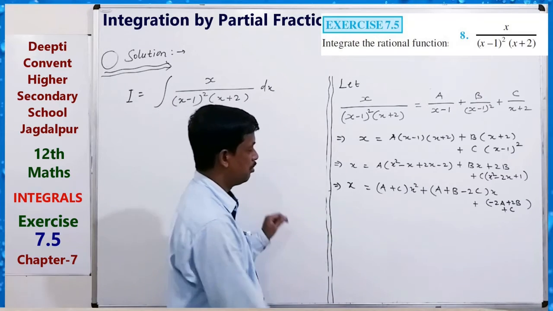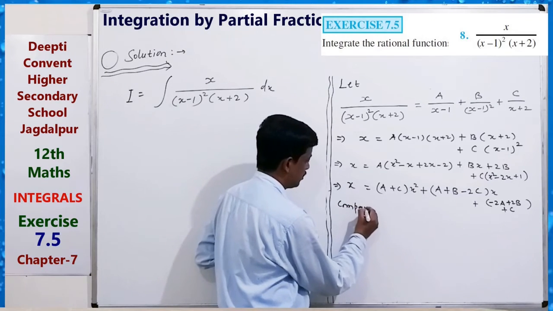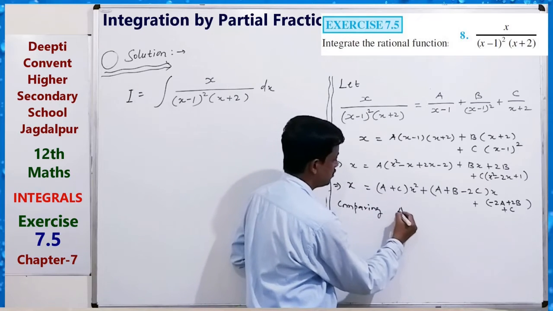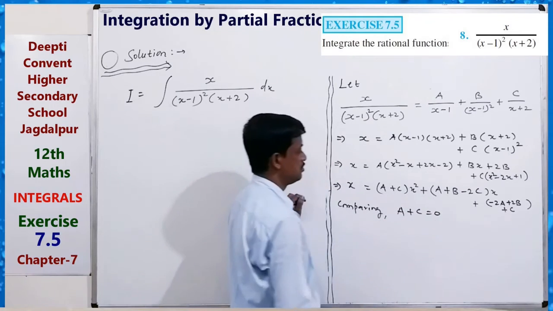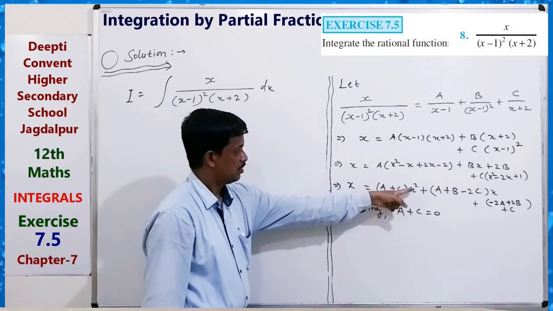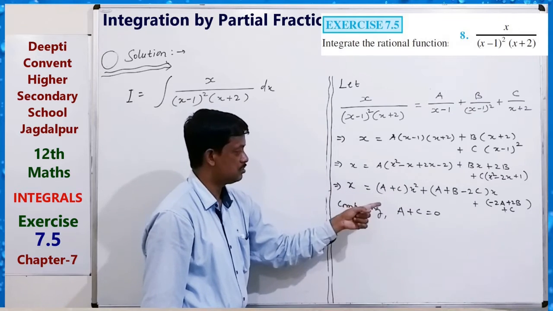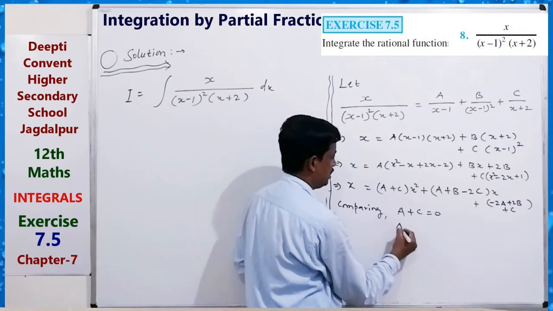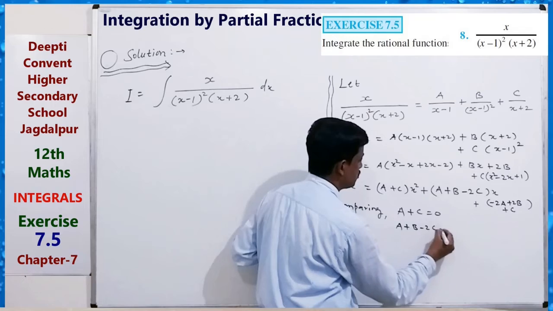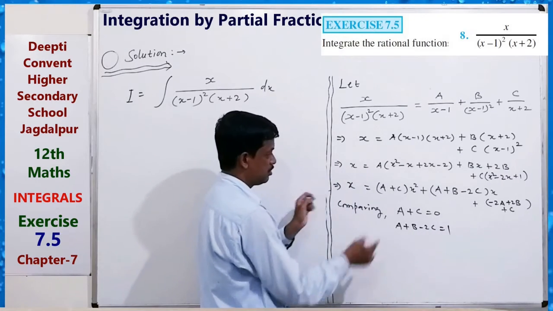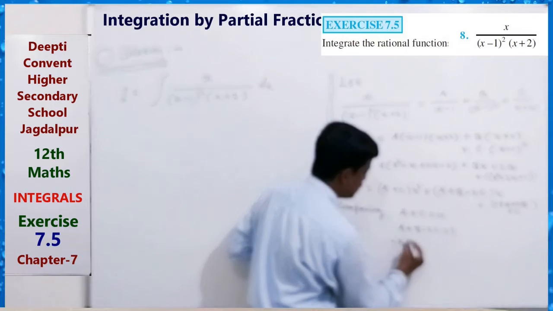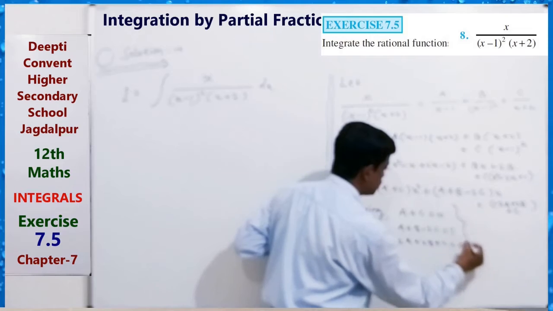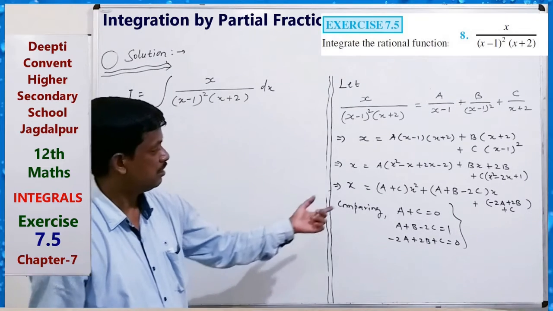So comparing, this a plus c equals to the x square coefficient, which is 0. So a plus c equals to 0. And a plus b minus 2c equals to 1, the coefficient of x. And the constant term is also 0. So minus 2a plus 2b plus c equals to 0. So these 3 equations you have to solve on rough sheet.